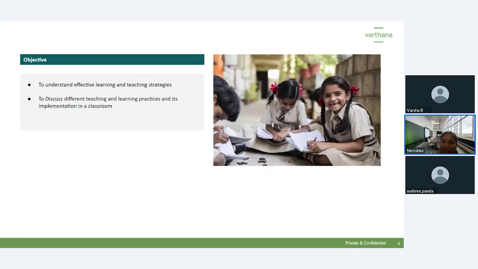Let's see broadly what the objective is for today. We will try to understand effective learning and teaching strategies, and we will also be discussing the different teaching and learning practices and their implementation in a classroom.